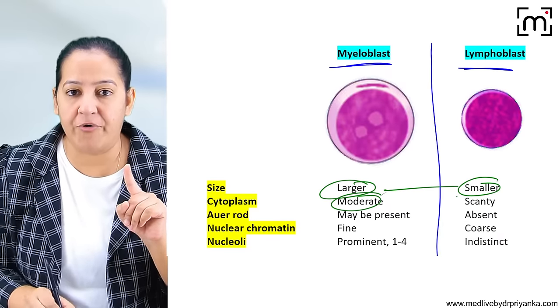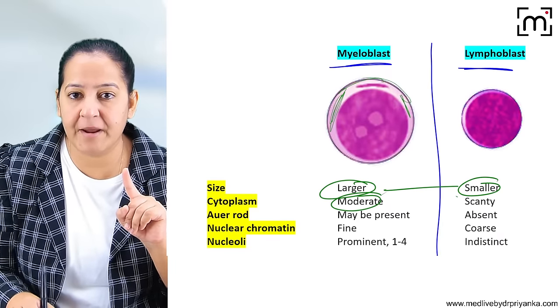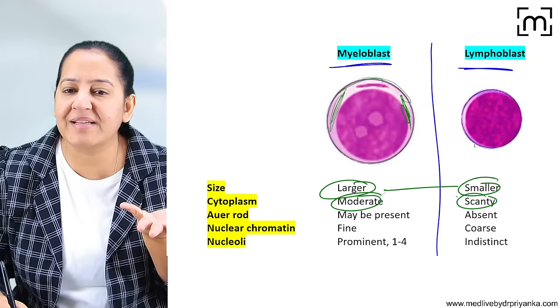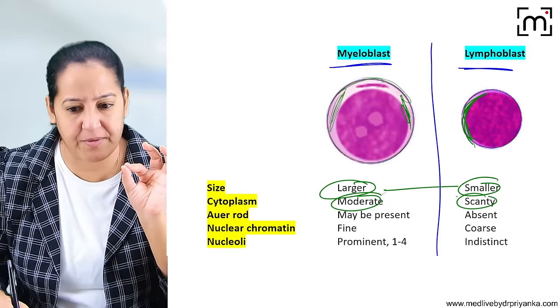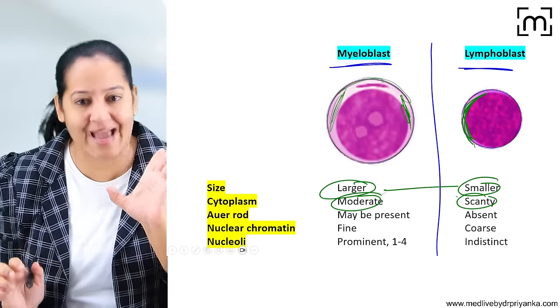Here the cytoplasm is moderate. You can see a moderate amount of cytoplasm. You can appreciate it. But here hardly any cytoplasm. You can see a peripheral rim, a small rim of cytoplasm. It's smaller with no cytoplasm or scanty cytoplasm.